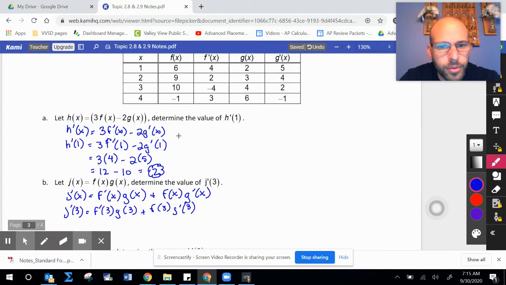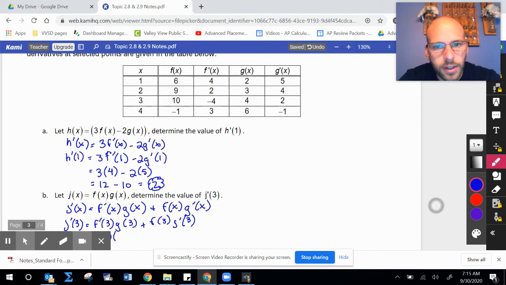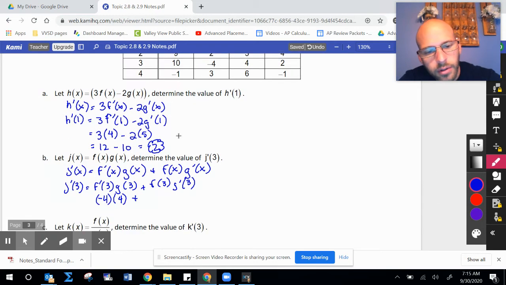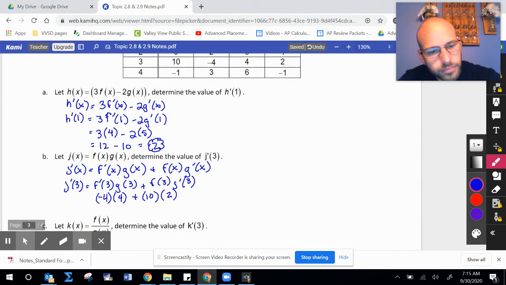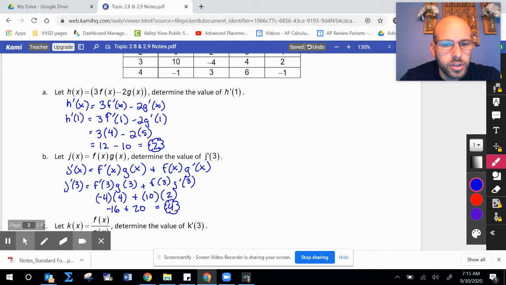So let's figure out what those numbers are. So f prime of 3 is negative 4. g of 3 is 4, plus f of 3, which is 10, and then g prime of 3, which is 2. So I get negative 16 plus 20, which gives me 4. So the slope at 3 of j of x is 4.